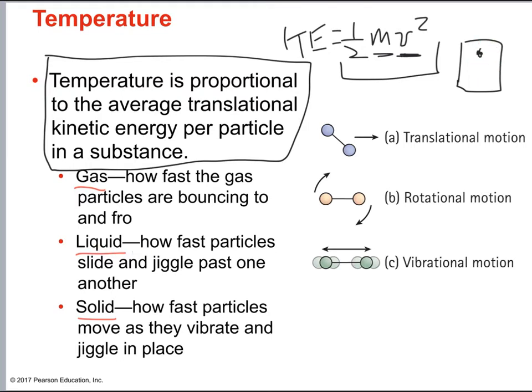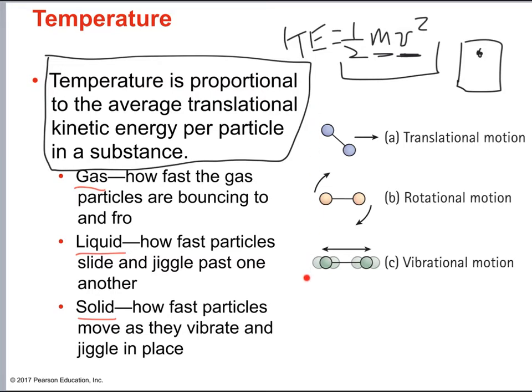If you have a liquid, so my box is filled with liquid, the particles in the liquid are going to be sliding past one another, jiggling back and forth. And then in a solid, the atoms and molecules are fixed in their positions. They're not allowed to move around, but they can vibrate back and forth, and that's what happens.